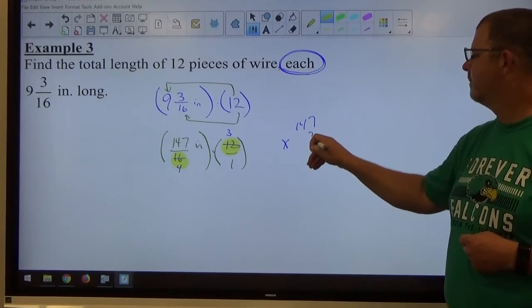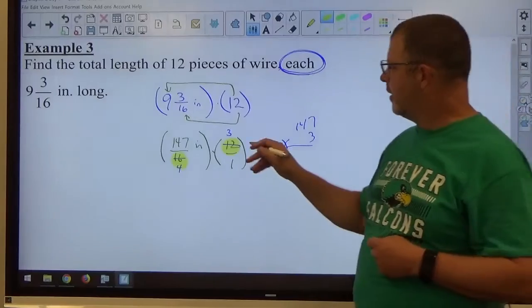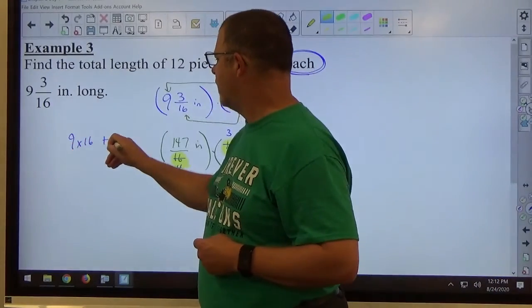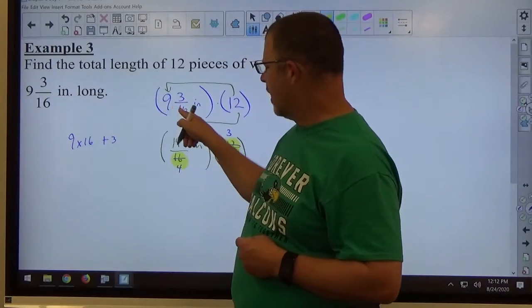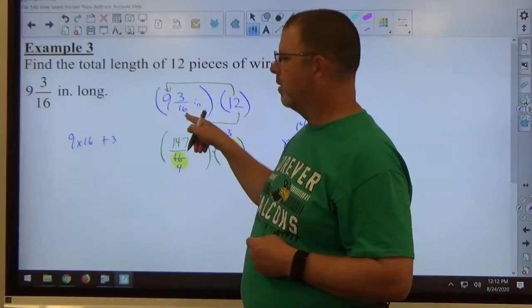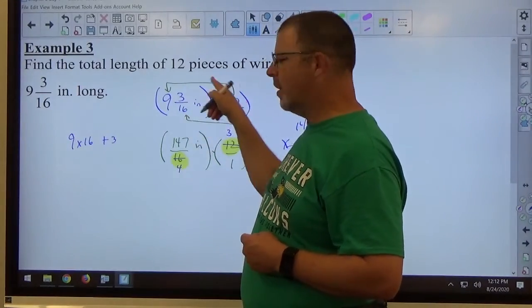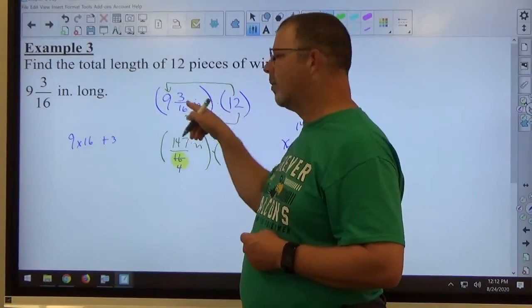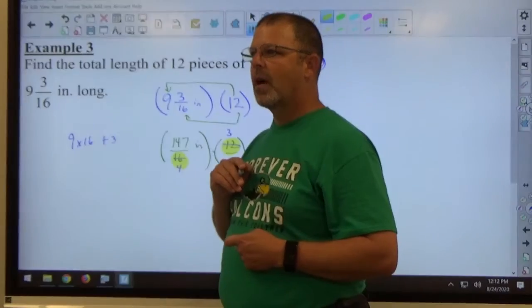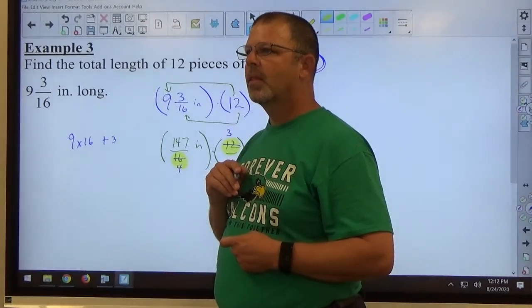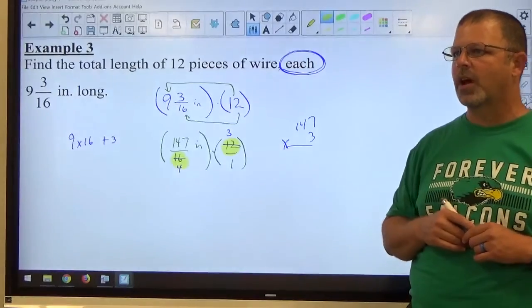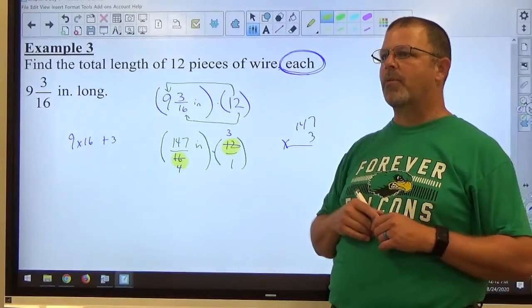Yes, Ashton? How'd you get 147? I did 9 times 16 and then added 3. So you take the whole number times the denominator, then add the numerator. That's another way of doing it. You can do 12 times 9 and 12 times 3/16. I'm going to do it that way in a minute. But the typical way, if I'm dealing with mixed number multiplication, I change the mixed number to an improper fraction.